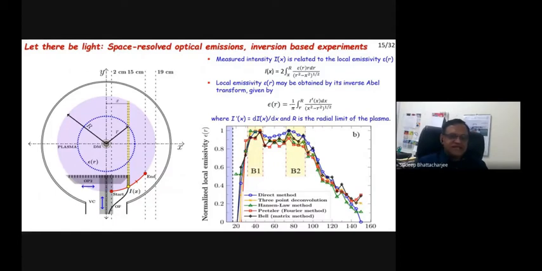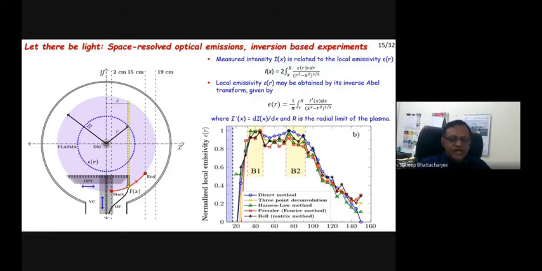So let there be light. Space resolved optical emissions in this dipole plasma from inversion based experiments. Now this is the schematic. Imagine this is a cross section of the spherical chamber, and this circle here is the plasma. You can see OP2, which is the optical probe, and look at the optical fiber. This black color at the bottom written as OF is the optical fiber, and the red line is the trajectory of the optical fiber.